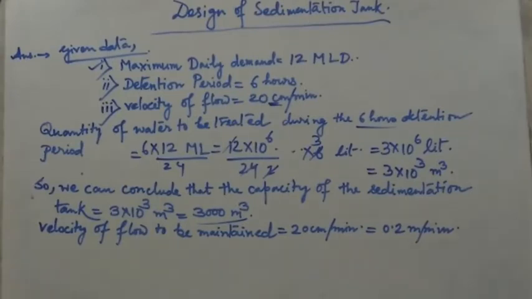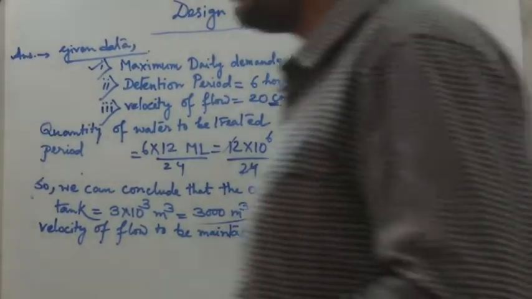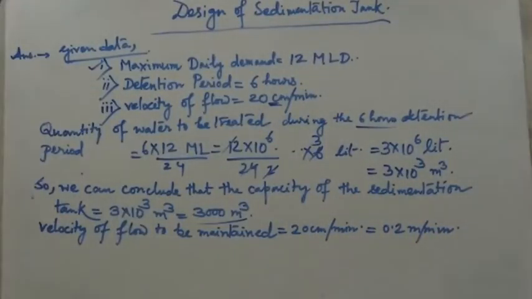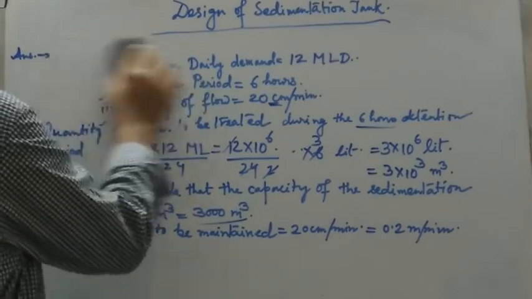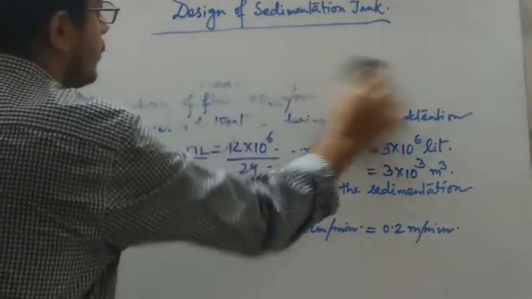Our next part is we have to calculate the length of the tank. So please write down, the length of the tank required is velocity of flow into detention time. This is from geometry.